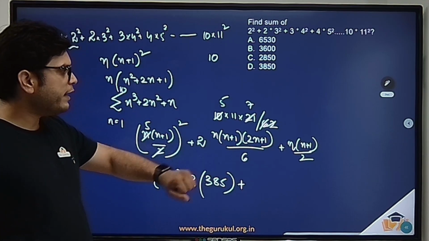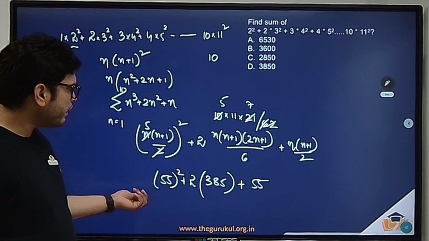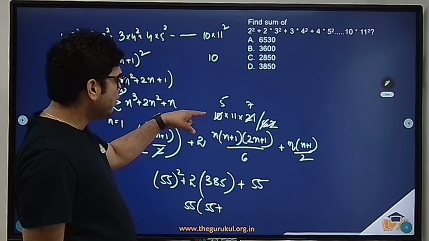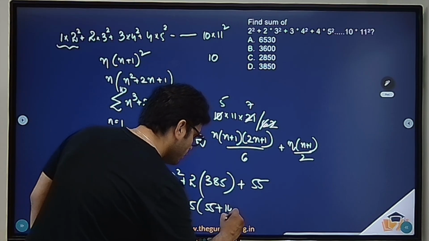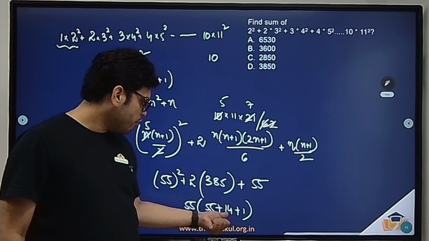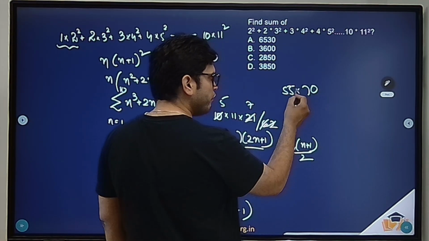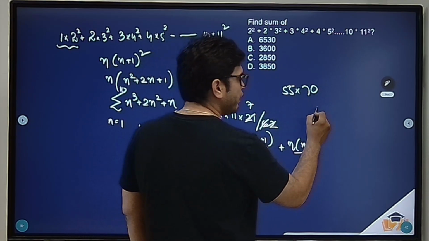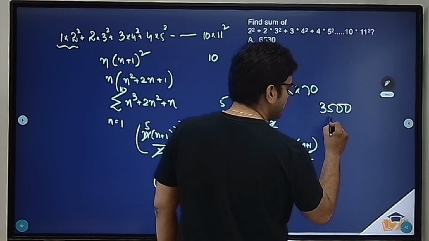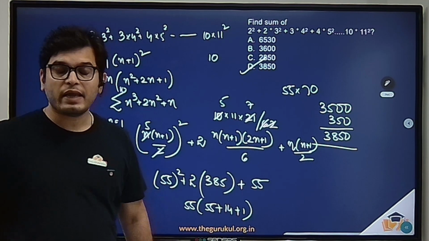Plus 10 into 11 by 2, 55. Or I can take 55 common. Now if I take 55 common, you will have 55 plus 55 into 7 plus 14 plus 1. So 55 plus 15, 70. So 55 into 70 should be the answer. 50 into 70, 3500, plus 5 into 70, 350. So 3850 should be the answer for this question. Hence option D.